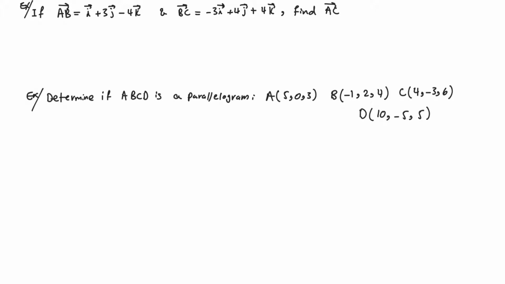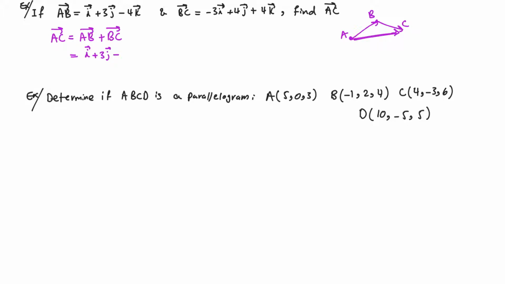Let's look at a few examples. The first example says that if vector AB is equal to i plus 3j minus 4k, and vector BC is equal to negative 3i plus 4j plus 4k, find vector AC. Now, when I say i, j, and k, I'm referring to vector i, vector j, and vector k. So vector AC is actually equal to vector AB plus vector BC. You can see this by the diagram here. Here we're adding vector AB and BC, and the resultant vector will originate from point A and terminate at point C.